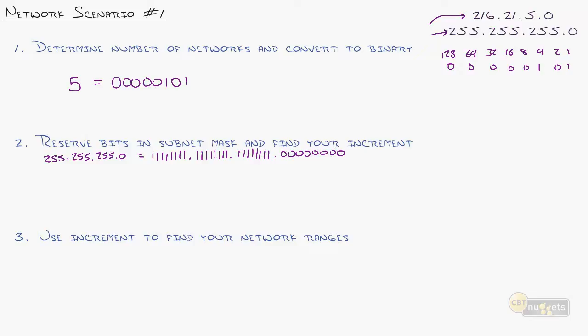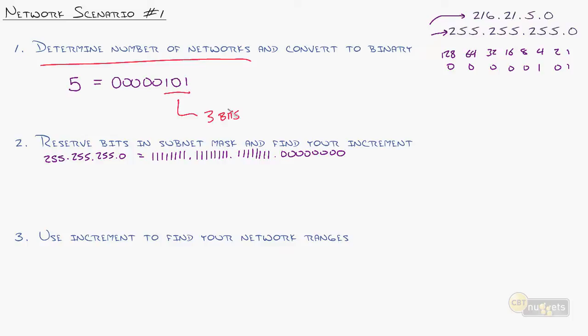Okay, so what does it mean to reserve bits in the subnet mask? Okay, well, we have to look at this. We say determine the number of networks. Now, I'm looking right here. Okay, 5 networks. Now, let me ask you a question. It's a little tricky the first time you hear it. How many bits did it take to get the number 5? 3. 3 bits.